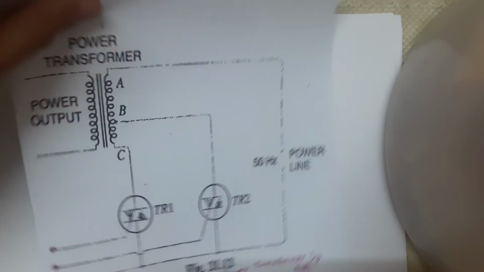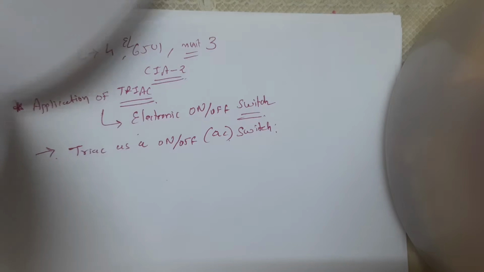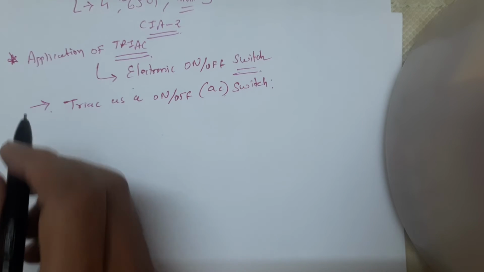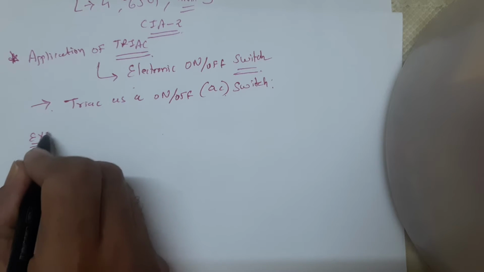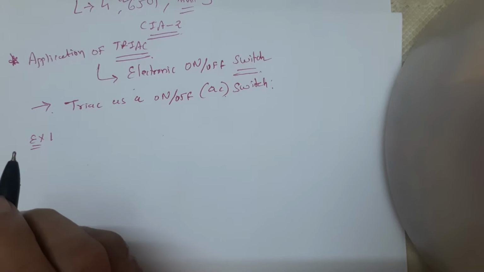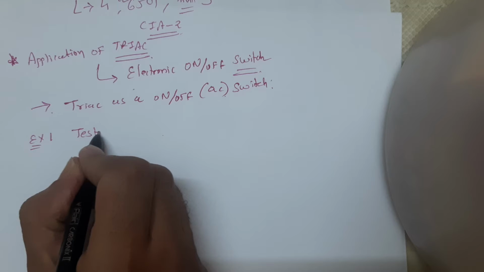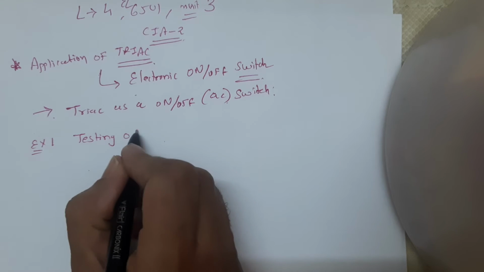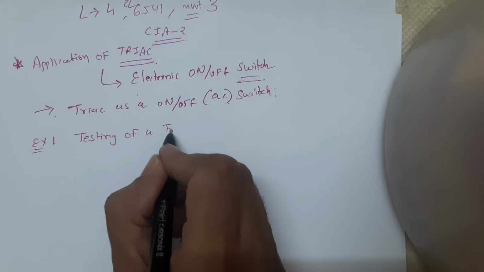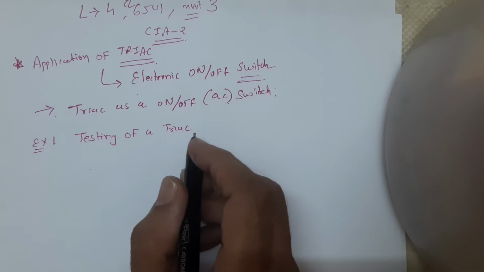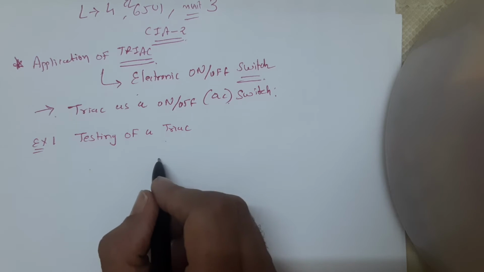Next topic we are taking as an example. Example 1: give a simple method for testing a triac. So this is the simplest circuit to test the triac.